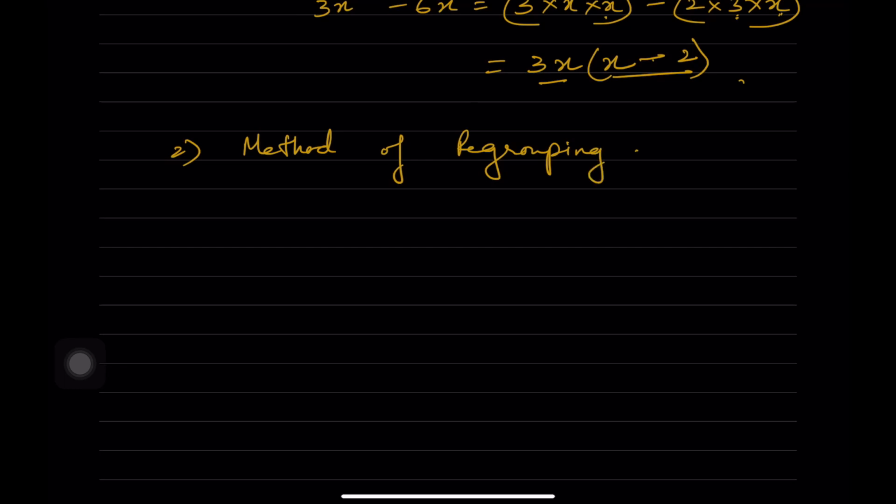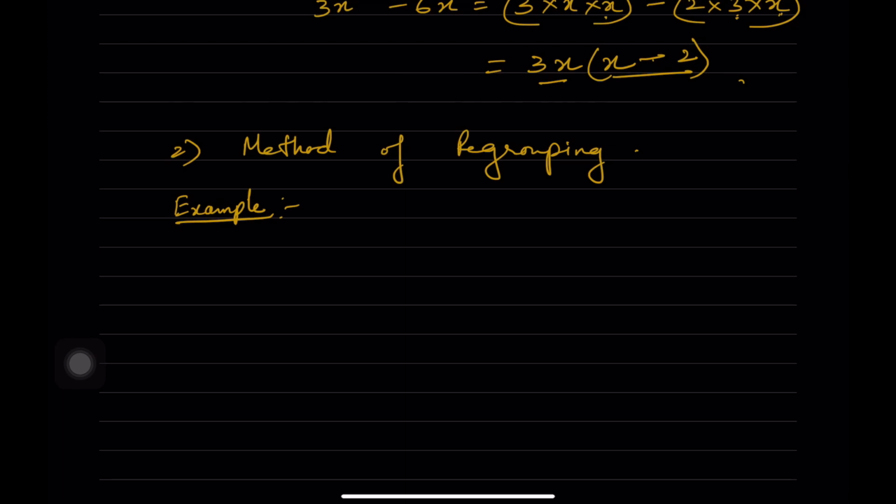So in this method, it allows us to rearrange the terms of the expression that leads us to factorization. Okay. So now here we will give an example. I'll show it with an example. We can arrange the terms of the given expression so that it leads to factorization.